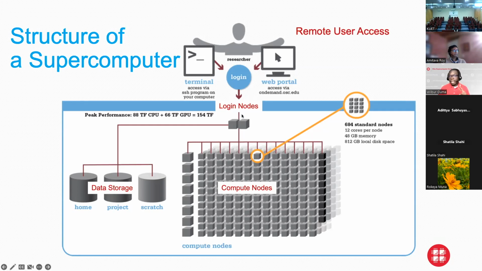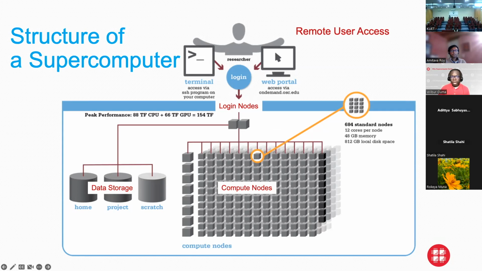So we have two main clusters that I'll talk about, and you have to SSH to a specific cluster. One is called Owens and another one is called Pitzer. I'll give you instructions on how to SSH. So that's one way of connecting to the clusters.